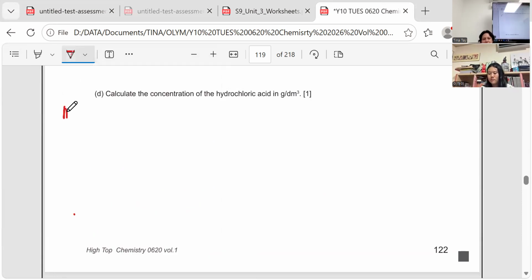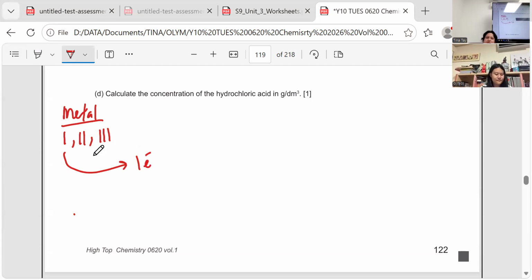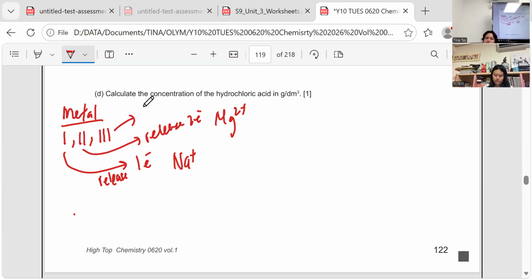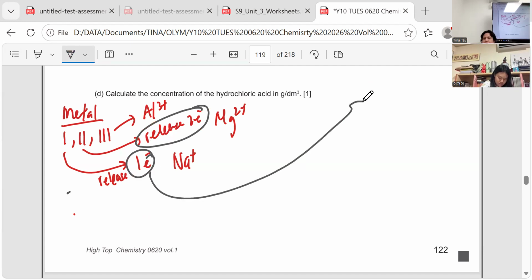Ionic compound is the metal, which is group 1, 2, 3, wants to achieve full outer shell. So group 1 will release one electron to become positive 1. Group 2 will release 2 electrons to become positive 2. And group 3 will release 3 electrons to become positive 3. So when they release that electron, who gets the electron? The non-metal.